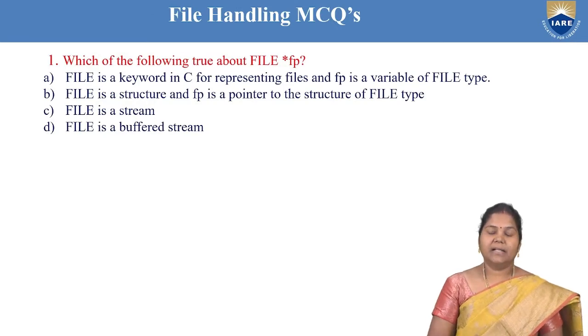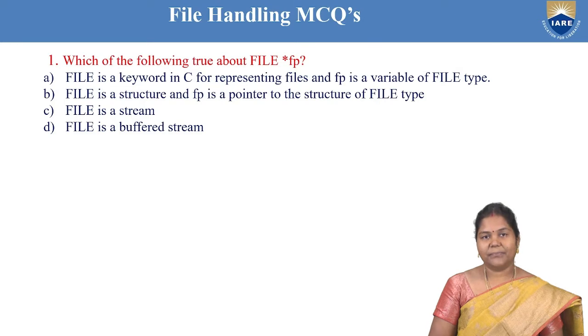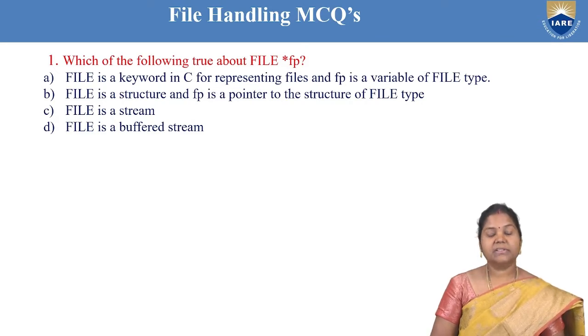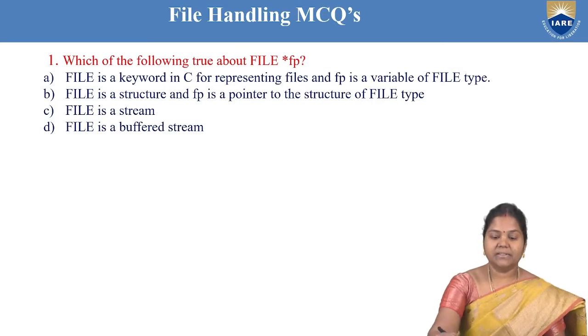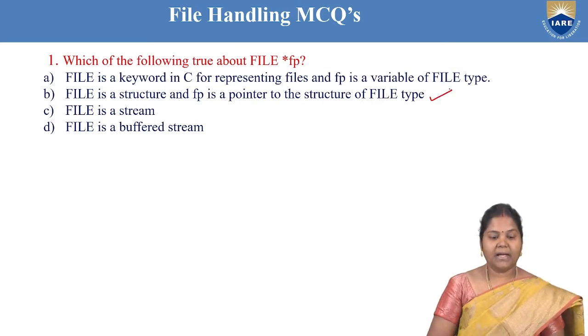Now, let us understand a number of questions related to file handling. Which of the following is true about FILE *fp? If you are writing like this, then which is the appropriate option? The options are: FILE is a keyword in C language for representing files, and fp is a variable of FILE type. Second option is FILE is a structure, and fp is a pointer to the structure of FILE type. Third option is FILE is a string, and fp is a buffered string. Out of these options, the appropriate option is the second one. FILE is a structure, and fp is a pointer to the structure of FILE type.